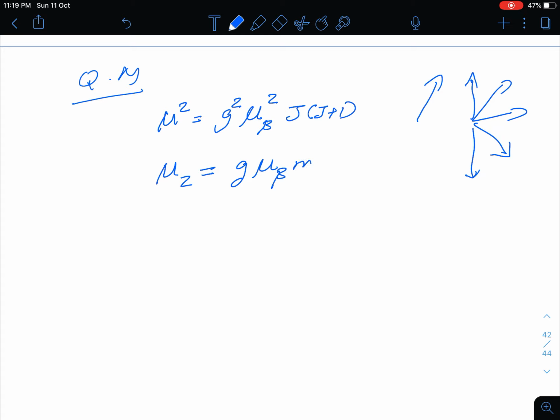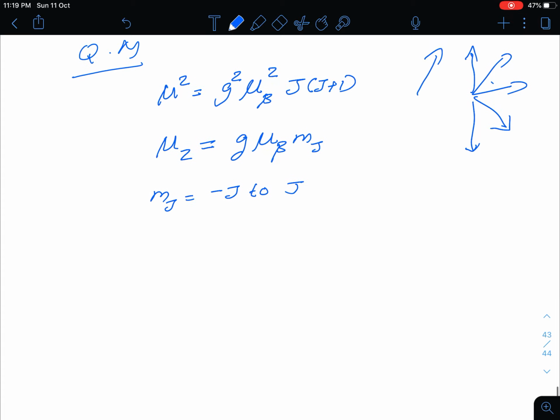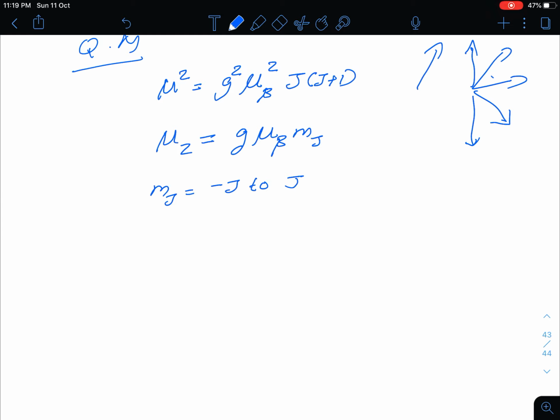And m_J. Okay, what is this m_J? m_J is the magnetic quantum number, and it runs from minus j to plus j. How many values? 2j plus 1 values. ഓർമ്മയുണ്ടല്ലോ, 2j plus 1, രണ്ടെണ്ണം താഴെ രണ്ടെണ്ണം മുകളിൽ ഒരെണ്ണം 0 ഉണ്ട്. So that is, m_J is equal to minus j to plus j. That is a possible value.